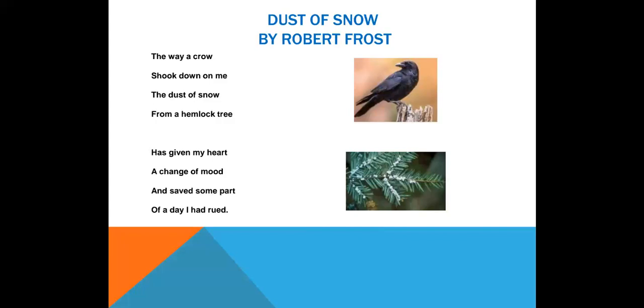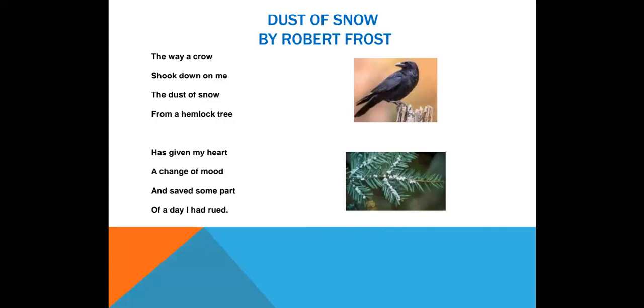In the second stanza, we'll see to that. Has given my heart a change of mood. We do not know why the poet was sad. Somehow he was spending his day being sad. He was upset about one thing or another that is not mentioned here, and that is not important even here. What is the message here? The poet wants to say that the particles that fell on me have saved some part of a day I had rued.